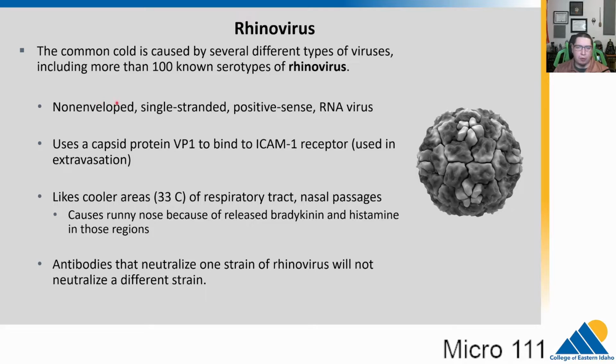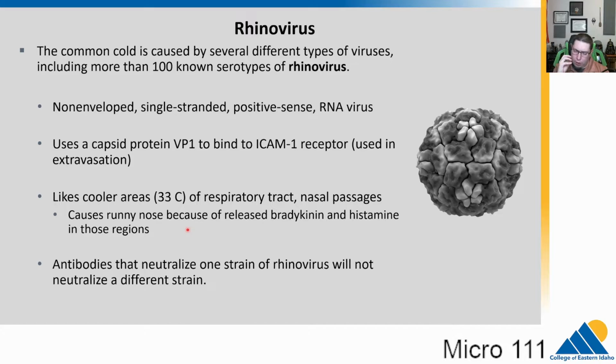They're not enveloped, they're single-stranded, positive sense RNA viruses. They make a protein on their capsid called VP1 that binds to the receptor ICAM1, which you may remember was used in extravasation in the inflammation response. That's just a side note. Rhinoviruses like cooler areas of the respiratory tract, so generally the nasal passage. This leads to generally non-life-threatening symptoms. We have runny nose and things like that caused by a release of bradykinin and histamine in that region.